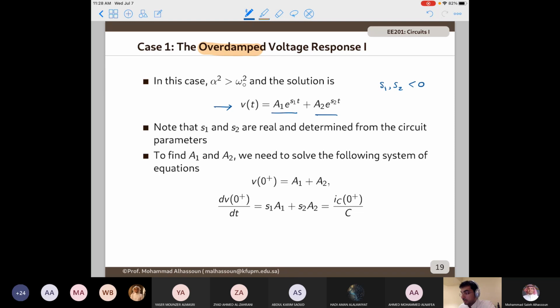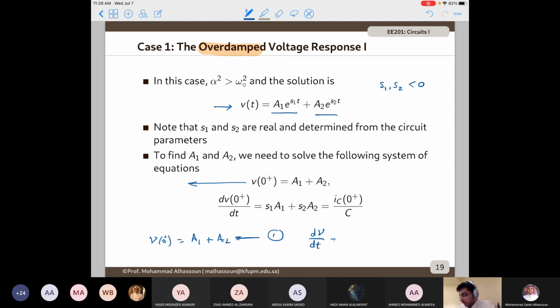Now, in order to find A1 and A2, the first thing you need to do is take this solution and evaluate it at 0. If you evaluate it at 0, you'll get A1 plus A2. This is going to give you the first equation. So you need another equation. In order to do that, you need to differentiate the solution with respect to time.